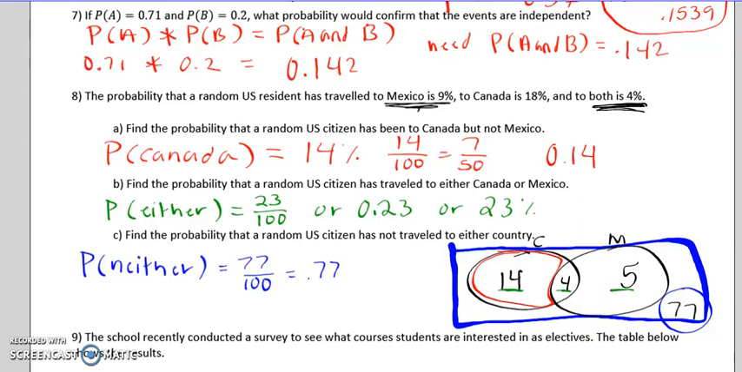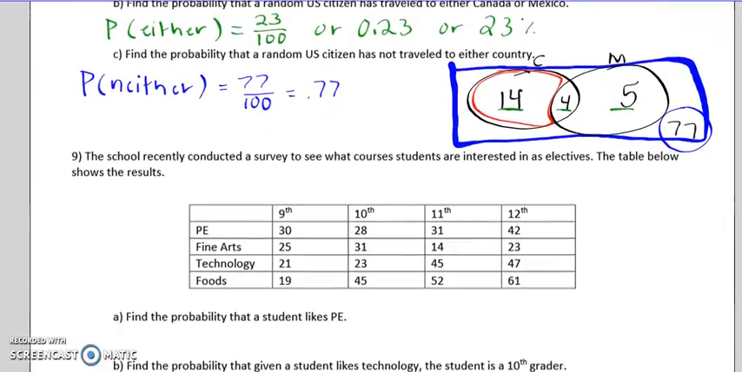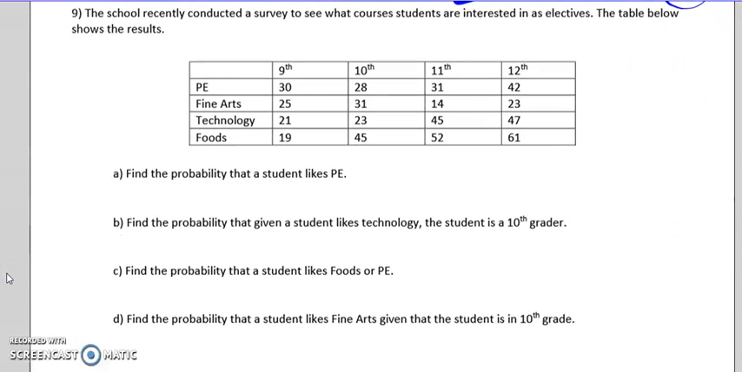All right. Moving on to 9, we've got our table here. First thing we're going to do with this table, let's just add up all of our totals to make it really simple on us later on. So first I'm going to start with the rows. PE, we have 131 total. Fine arts is 93, 136 for technology, and 177 for foods. We have 95 ninth graders, 127 10th graders, 142 11th graders, and 173 seniors. And total then, we have surveyed 537 students.